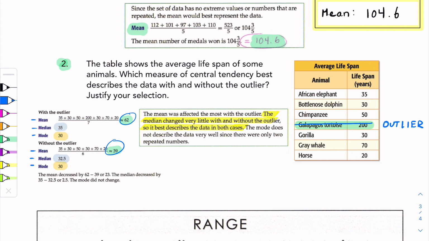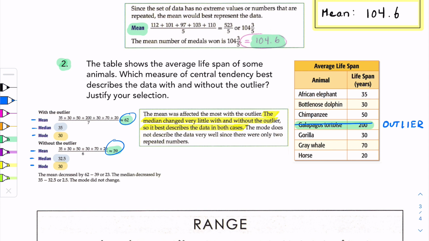So right here I wrote a note for you, and it says the mean was affected the most with the outlier. The median changed very little with and without the outlier, so it best describes the data in both cases. The mode does not describe the data very well, since there were only 2 repeated numbers. So because there wasn't a large set of repeated numbers, you just don't really want to use the mode as your best measure of central tendency, which leaves the mean or the median. But the mean was drastically different with or without that outlier. So therefore, the median, which hardly changed, would be our best representation of central tendency.